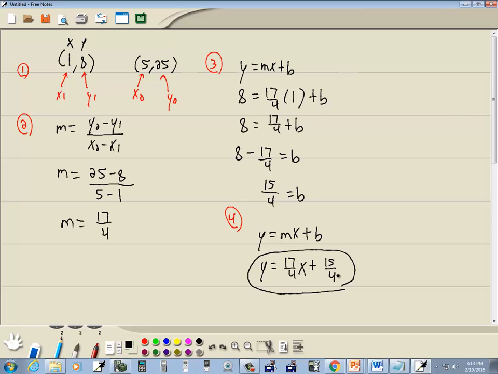Now realize if you used different points than what I did, you'll come up with a different equation of the line. But that's okay. There isn't necessarily one correct answer in this problem.